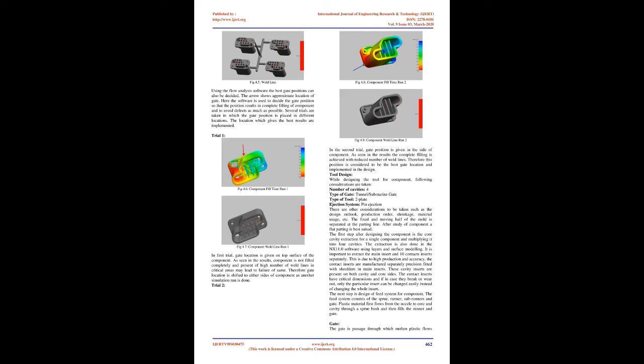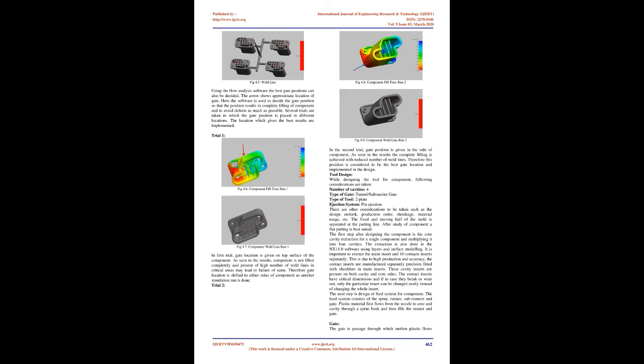The arrow shows approximate location of gate. Here the software is used to decide the gate position so that the position results in complete filling of component and to avoid defects as much as possible. Several trials are taken in which the gate position is placed in different locations. The location which gives the best results is implemented.